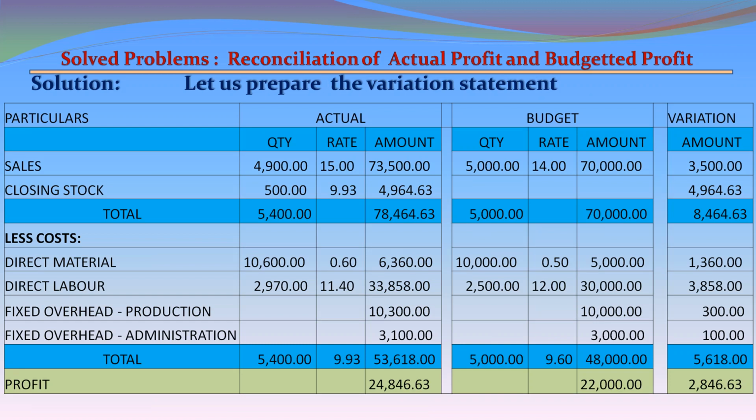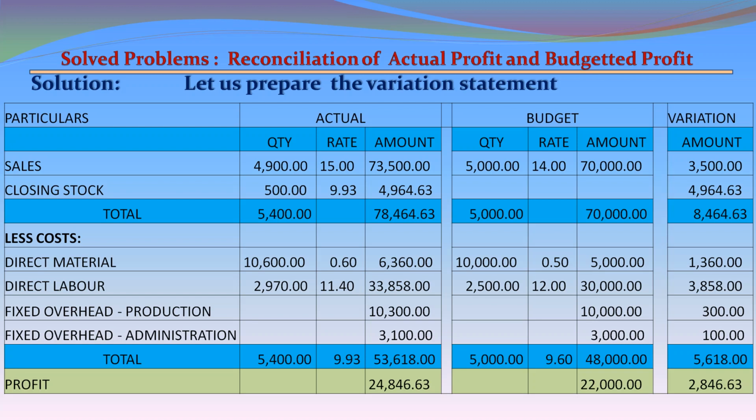Let us prepare the variation statement. Particulars: actual, quantity, rate, amount; budget, quantity, rate, amount; variation amount. Sales as per actual 4,900 into 15, 73,500; as per budget 5,000 into 14, 70,000. Variation 73,500 minus 70,000, 3,500. Closing stock 500 units at the rate of 9.93, 4,964.63; as per budget nil. So the variation is 4,964.63.